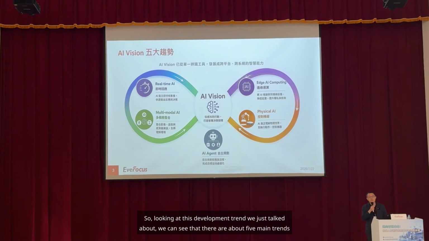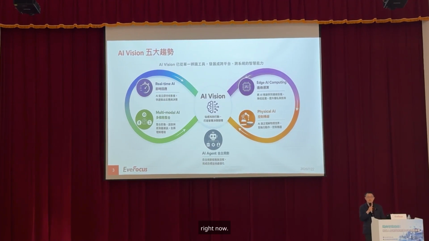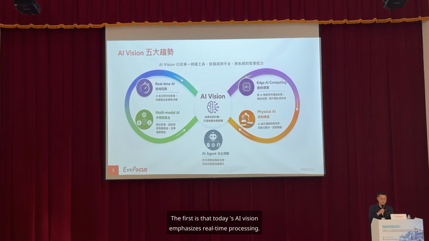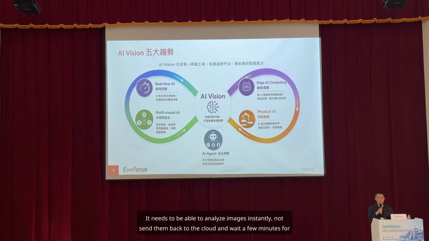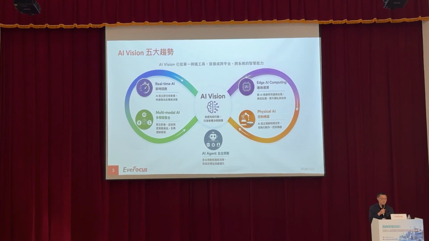So looking at this development trend we just talked about, we can see that there are about 5 main trends right now. The first is that today's AI vision emphasizes real-time processing. It needs to be able to analyze images instantly, not send them back to the cloud and wait a few minutes for a response.